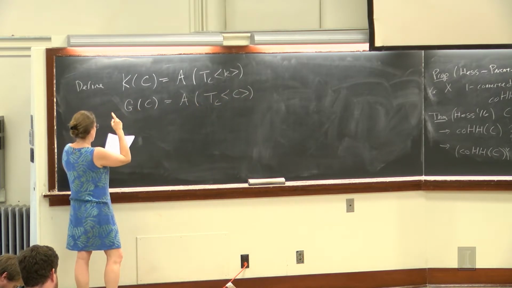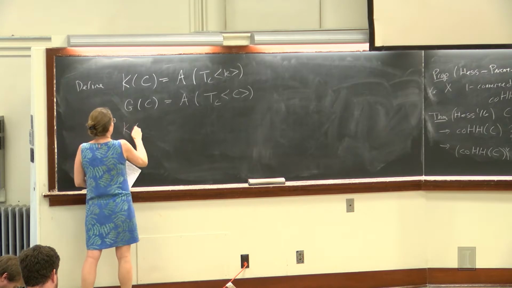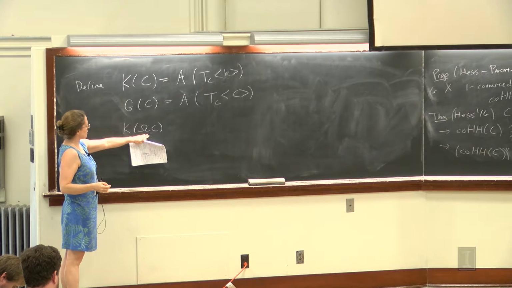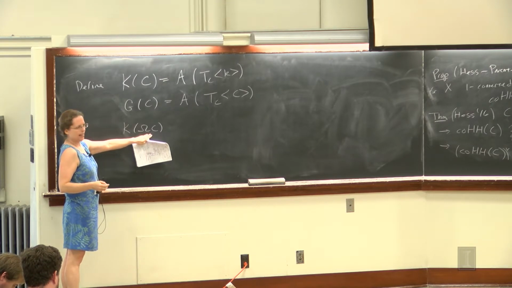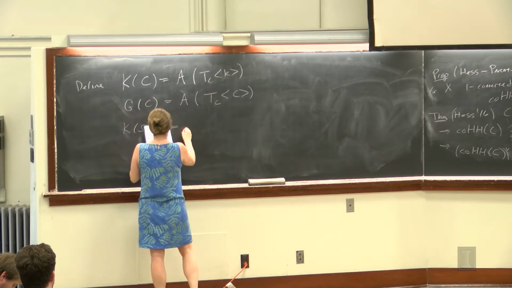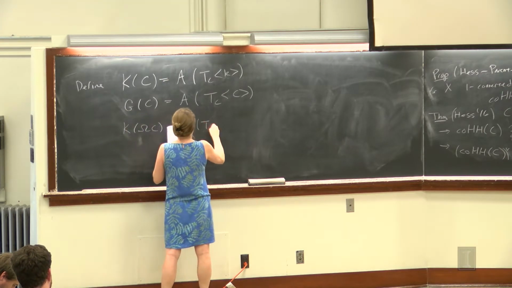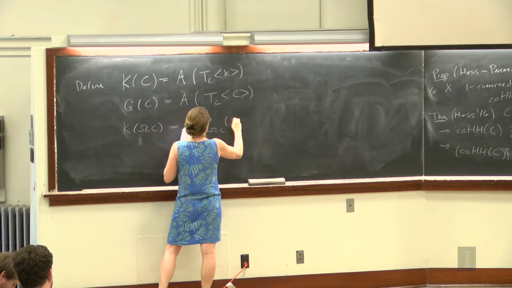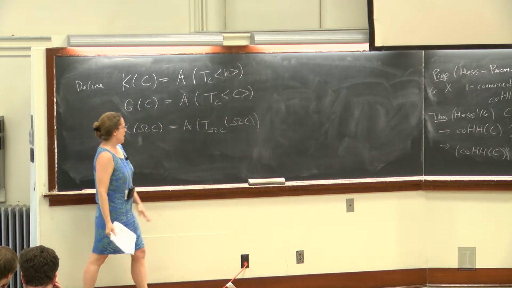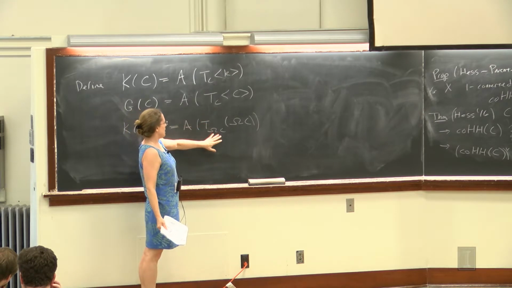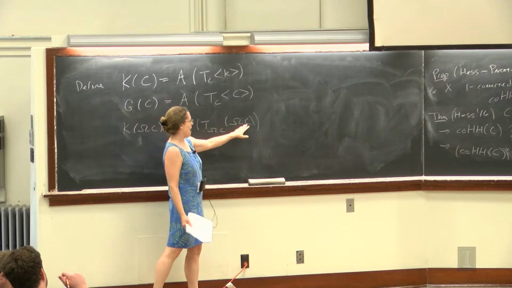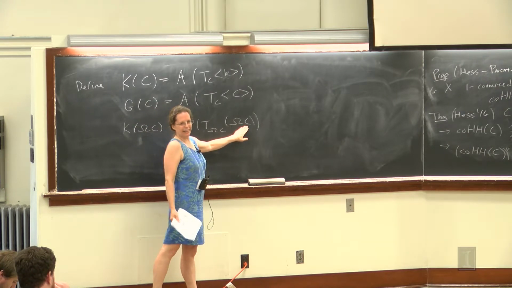Okay, so these are analogs of the case where I look at the cobar construction on C, or in other words, I have an algebra. Then the K theory is defined to be the A theory, the Waldhausen K theory, associated to the thick subcategory of modules of the cobar construction generated by the free ring itself.